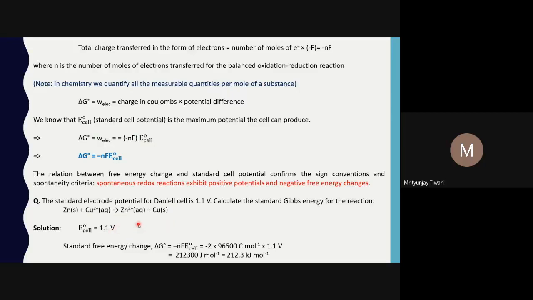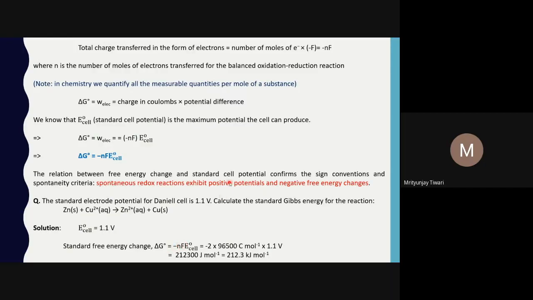So the solution: now the E naught cell is known, so the standard free energy change we can calculate for this reaction, and delta G naught will be equal to minus nF E naught cell. And we know in this case how many electrons are involved: 2 electrons, because the 2 plus charge is there. The 2 electrons were released when zinc is converted into zinc 2 plus, and those same 2 electrons will be accepted by the copper 2 plus ion. So 2 electrons are involved in this reaction, so the value of n will be 2.